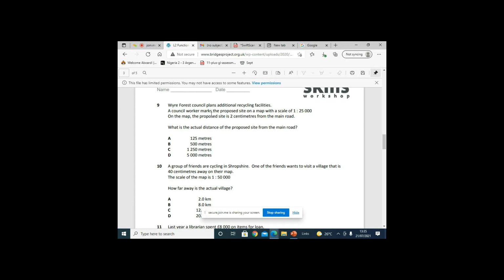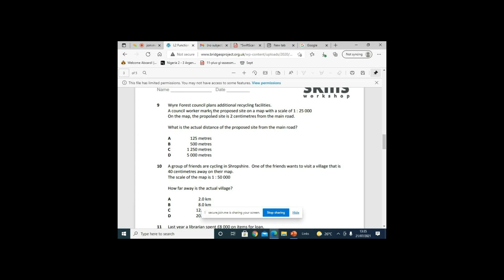500 meters. So what did you do? 1 centimeter on the map is 25,000 centimeters, and it's 2 centimeters from the main road. That would be how many centimeters? It's going to be 50,000.